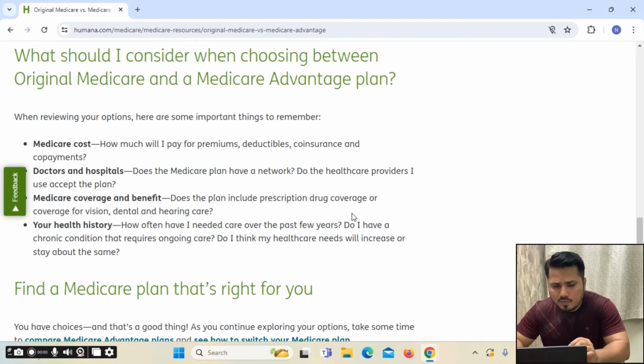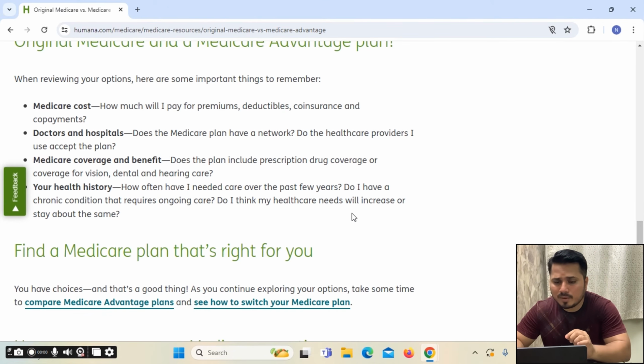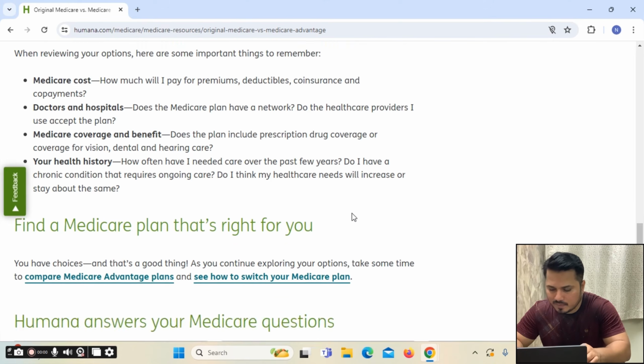Okay. When reviewing your options, here are some important things to remember, guys. Medicare cost: how much will I pay for premiums, deductibles, co-insurance, and co-payments? Now, doctors and hospitals: does the Medicare plan have a network? Do the healthcare providers I use accept the plan? Okay, Medicare coverage and benefits: does the plan include prescription drug coverage or coverage for vision, dental, and hearing care?